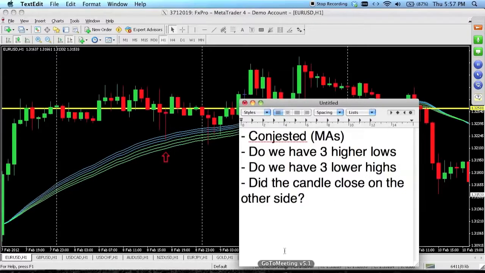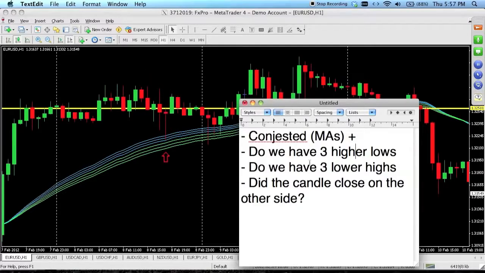Okay, so let's go through this. Are the MAs congested on this? No. So that's a good sign. We'll call this a plus. Do we have three higher lows or three lower highs? Let's count. We have one, and then we have two. The one previously is not in a trend, so that makes it invalid.